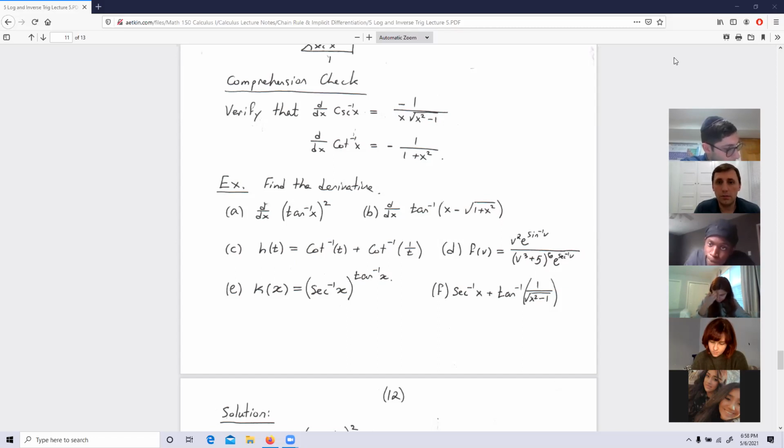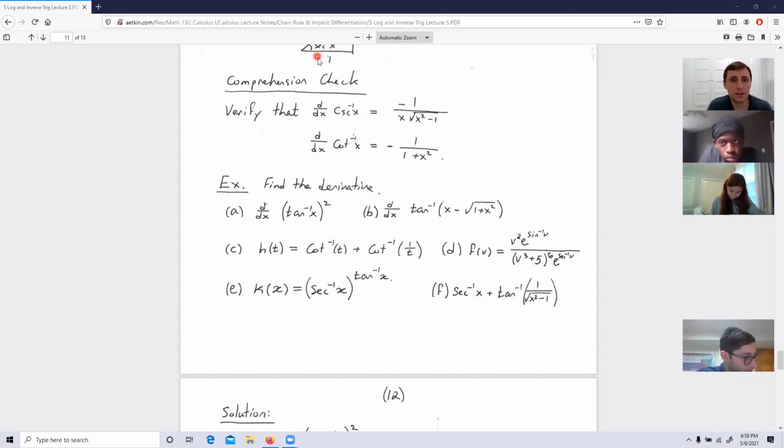All right, so what were we doing there? Okay, we solved problem A, correct, guys? Problem A should take us 2 seconds. The derivative of the square is what? It's 2 tangent inverse x times the derivative of tangent inverse, which is 1 over 1 plus x squared. Done.